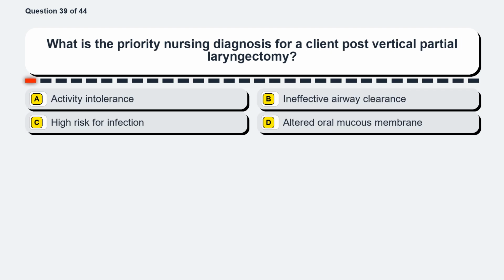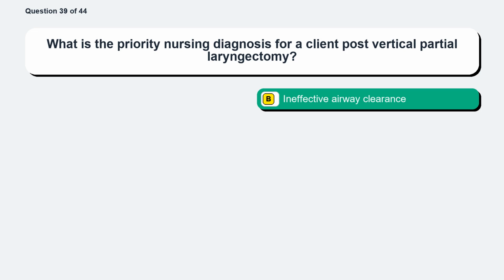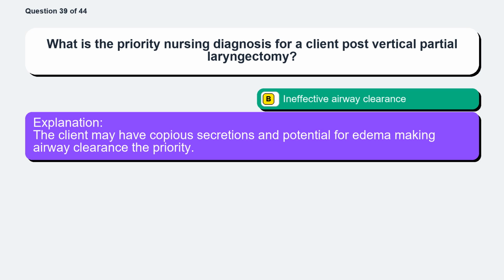Question 39. What is the priority nursing diagnosis for a client post-vertical partial laryngectomy? Option A. Activity intolerance. Option B. Ineffective airway clearance. Option C. High risk for infection. Option D. Altered oral mucous membrane. The correct answer is option B. Ineffective airway clearance. The client may have copious secretions and potential for edema, making airway clearance the priority.